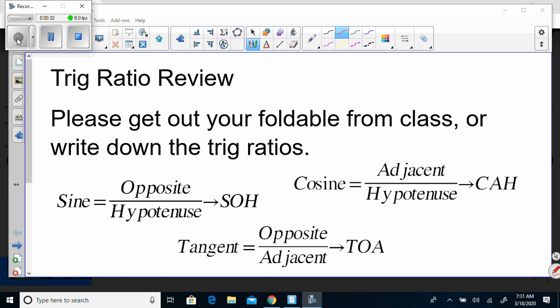So if we're going to use sine, sine is the opposite from the angle over the hypotenuse. And remember how we remember that. So opposite over hypotenuse. Cosine, it's adjacent. Remember, adjacent means next to. So over the hypotenuse. And then we remember that with CAH. The last one was tangent or tan, and that is opposite over adjacent, and we remember that with TOA. So please remember those as we go through, and we're going to be using them.